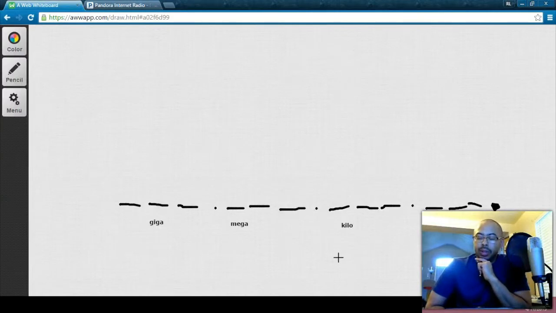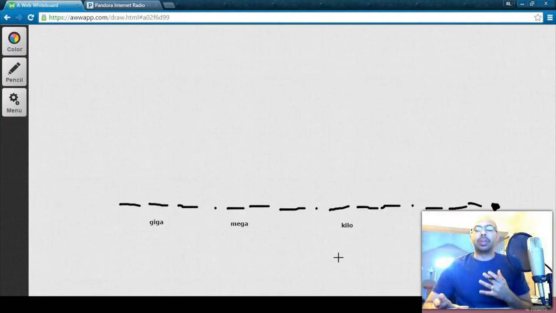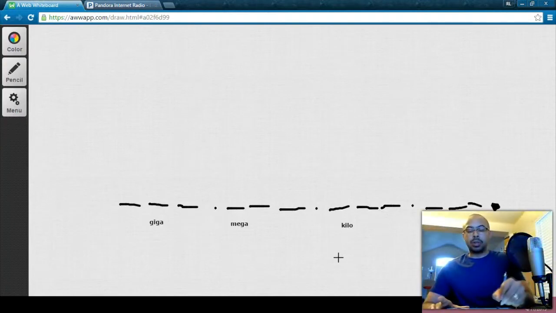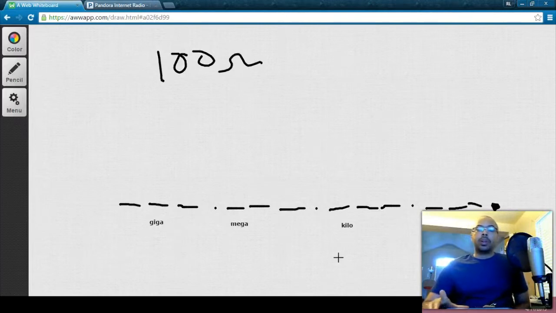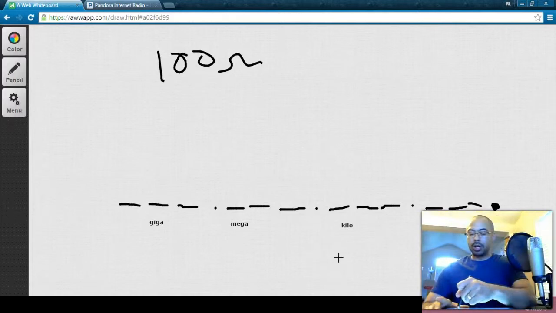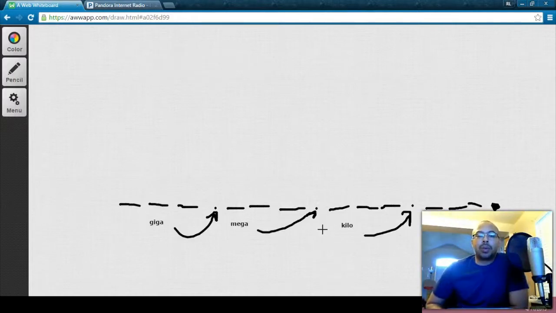So let's say we have the number 100, and we're going to give it a value of ohms. Let's say we have 100 ohms. If I was to write the number 100 here on my little chart, I would put it here. Once I lay the groundwork, I like to ask my students questions like this.